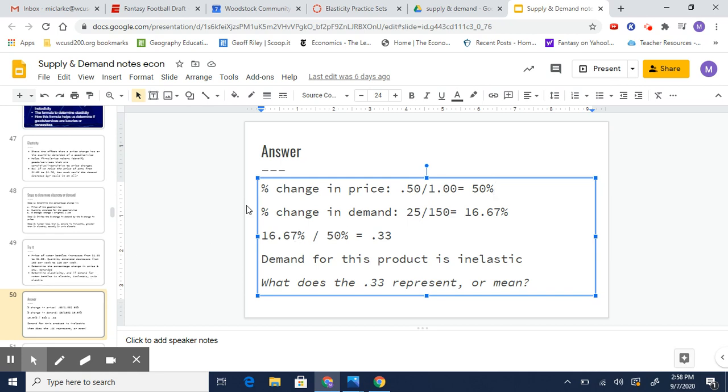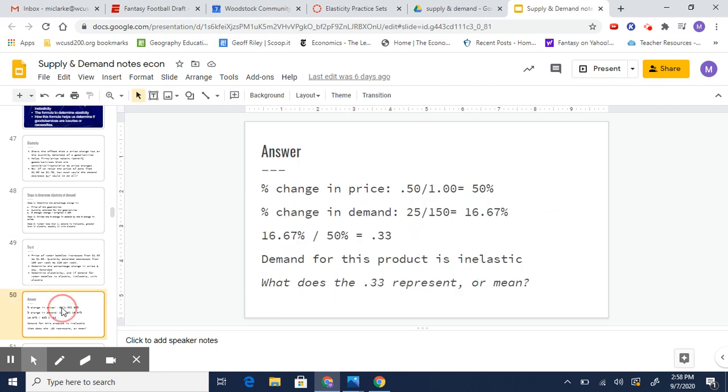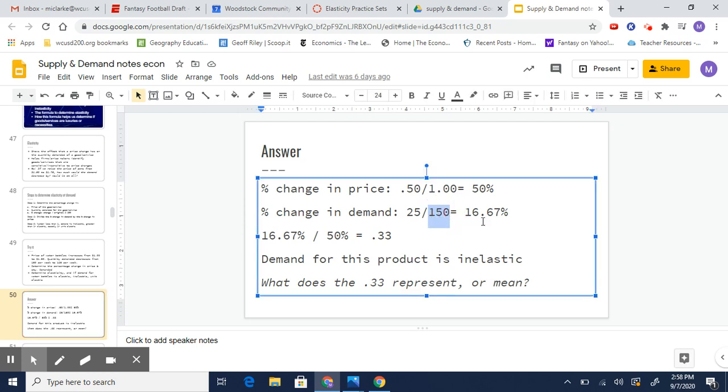Well, demand fell from 150 a week to 125 a week. So demand fell by 25 water bottles. So you would take 25 divided by the original amount, the original amount right here, 150, and you get 16.67%. So demand fell by roughly 17%.